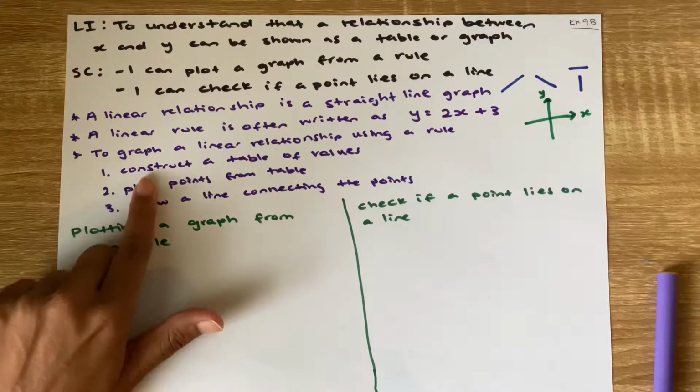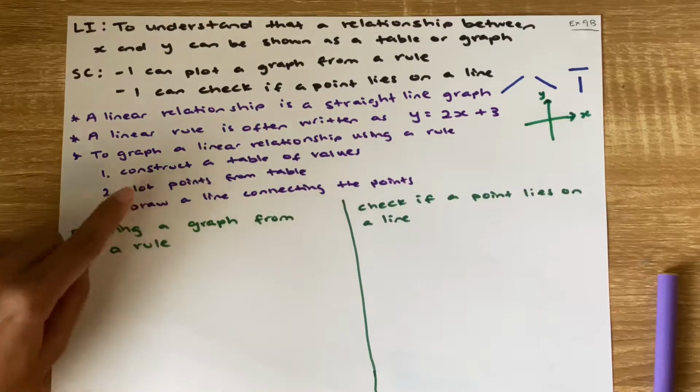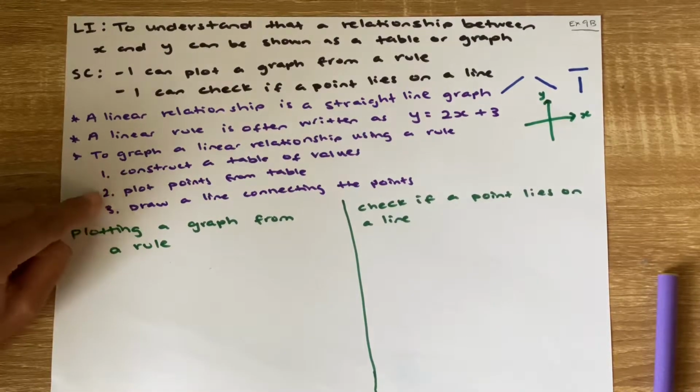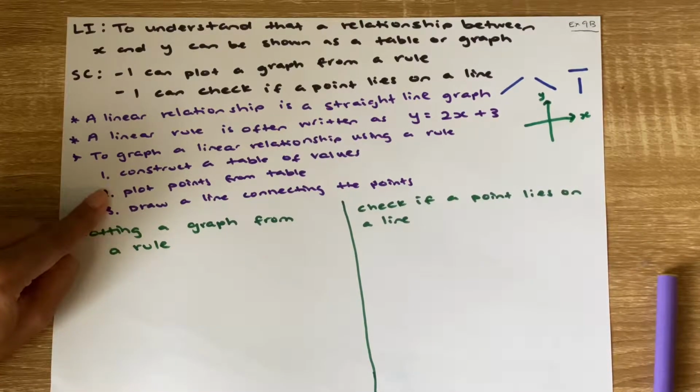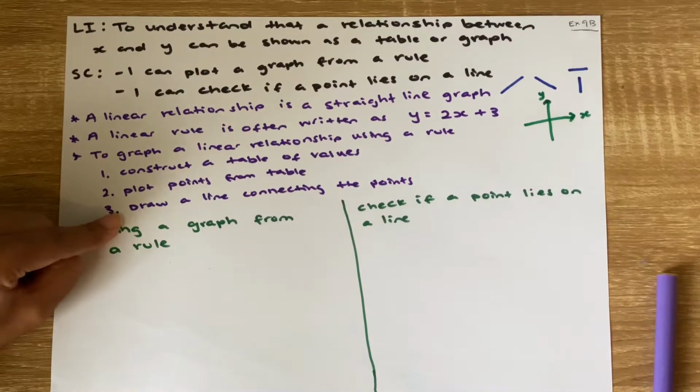The first one is we need to construct a table of values. The second one is we need to plot the points from that table. This is why looking at the last session of plotting points is important. And then we draw a line connecting all of our points.